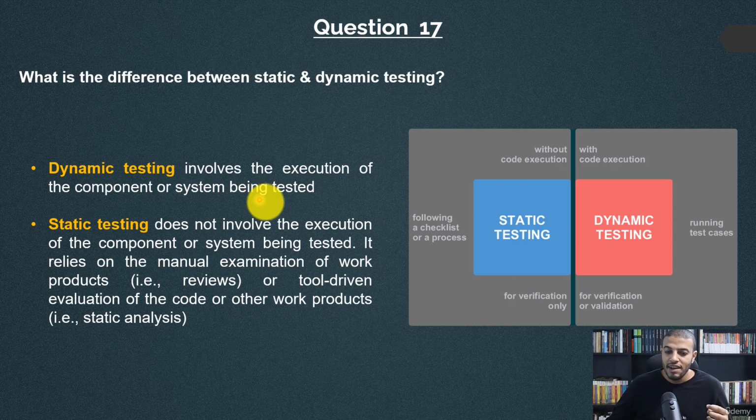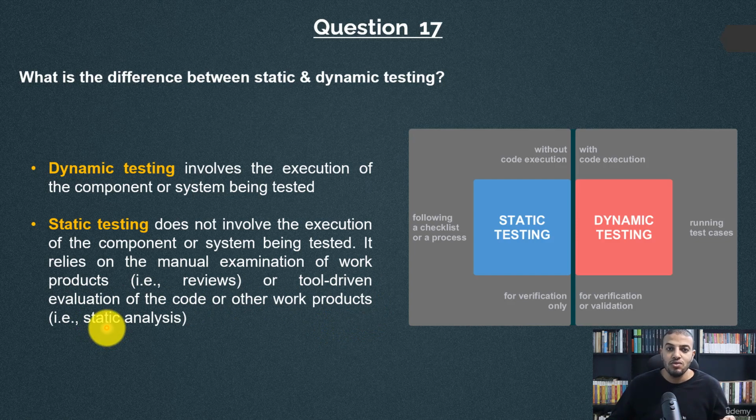On the other hand, static testing does not involve the execution of the component or system being tested. I'm not providing input and waiting for output. Static testing has 2 forms. It has the manual examination of the work products, like reading the requirements and finding ambiguities in them, or reviewing the code, okay, and searching for example, some variables which are not declared correctly. This is called a review. Or it might be tool-driven evaluation of the code or other work products via static analysis.